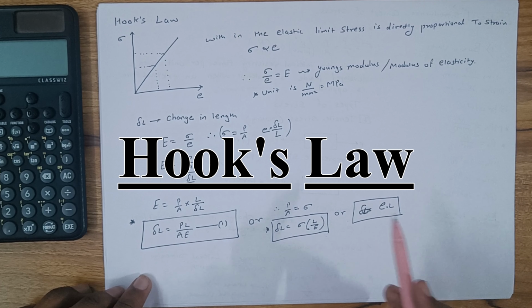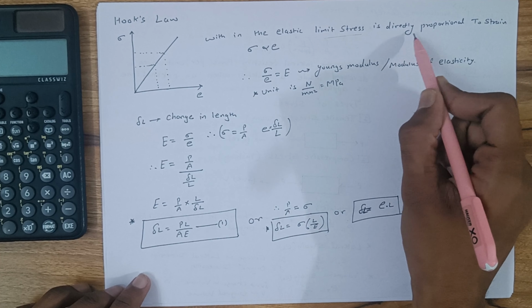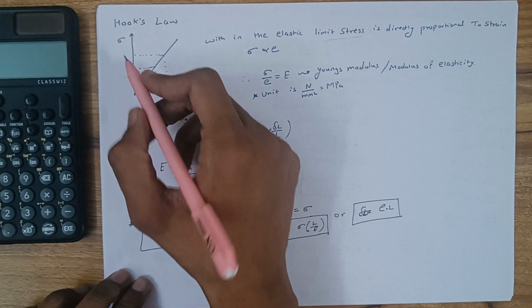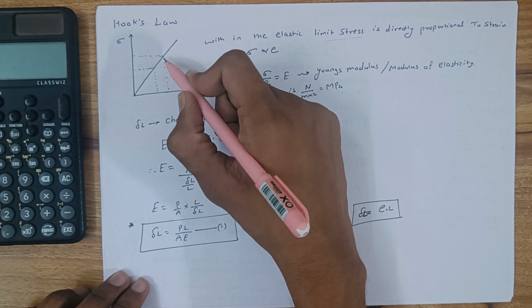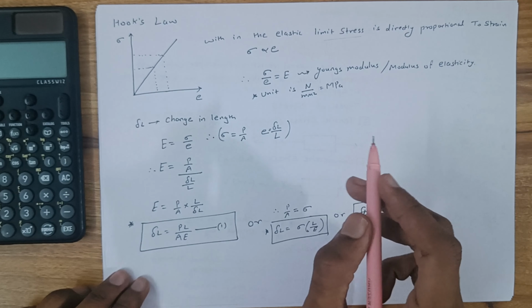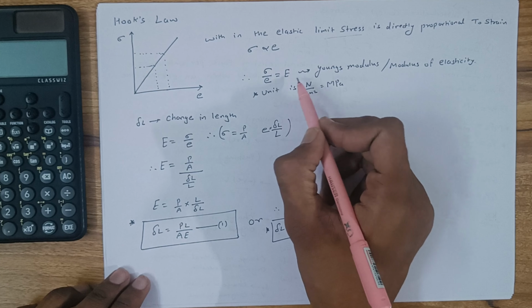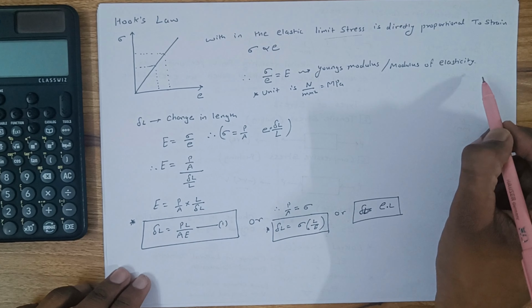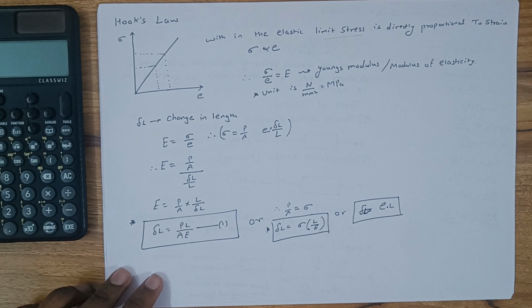Now the next point is Hooke's law. Within the elastic limit, the stress is directly proportional to the strain. Stress and strain are directly proportional within the elastic limit. It is Hooke's law. Stress upon strain is equal to E. E is the Young's modulus or modulus of elasticity. The unit of modulus of elasticity is Newton per mm square.